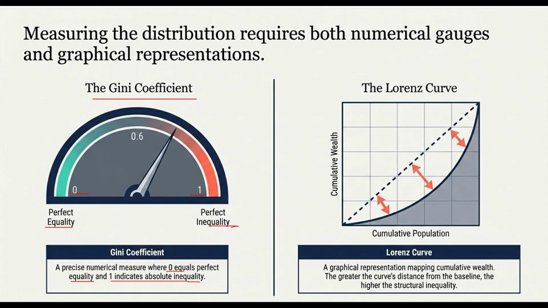Another important tool is the Lorenz curve. This graph compares the cumulative share of income earned by the population. The further the curve is from the line of perfect equality, the greater the inequality in the society. Together, these tools help governments and economists evaluate the fairness of income distribution. Let's see that in a little more detail.